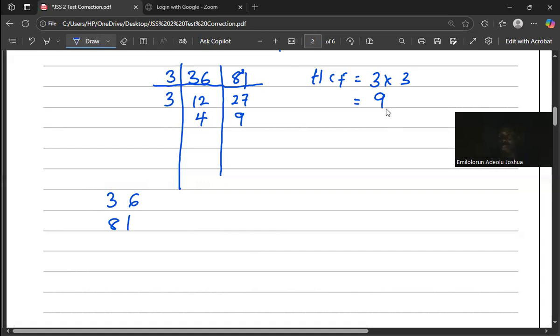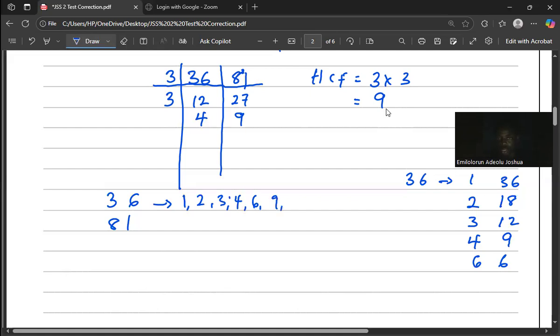Now, if I should use the pair factor system, for 36, I will have 1 and 36. 2 goes in 36, it goes in 18 times. 3 goes in 36, it goes in 12 times. 4 goes in 9 times. And 6 goes in 6 times. So if I'm to write out the factors of 36, I'll be having 1, 2, 3, 4, 6, then I'll go up again, 9, 12, 18, and 36.